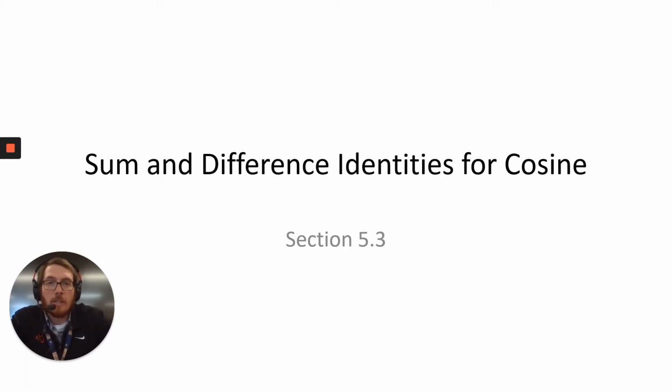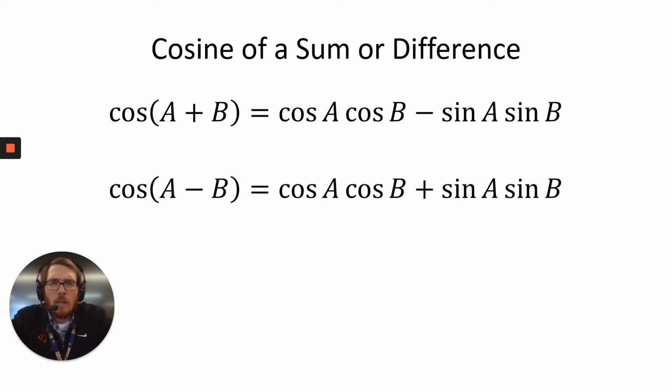This deals with the sum and difference identities for just the cosine equations. What you want to look at is on your paper of all of the identities, there should be a set that says sum and difference.